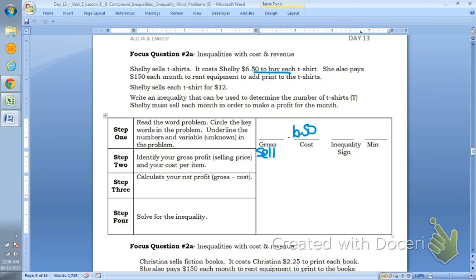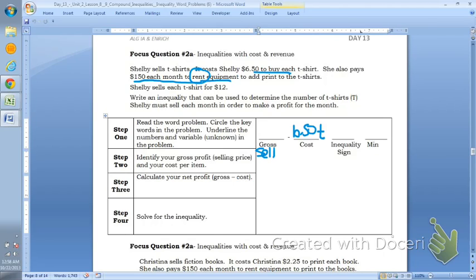$6.50, but that's for every shirt. They said to use the letter T for t-shirts. So that's where our cost is $6.50 for every t-shirt. We still haven't got to what she's sold them for yet. She pays $150 each month to rent equipment. Ding, ding, ding, keyword there.